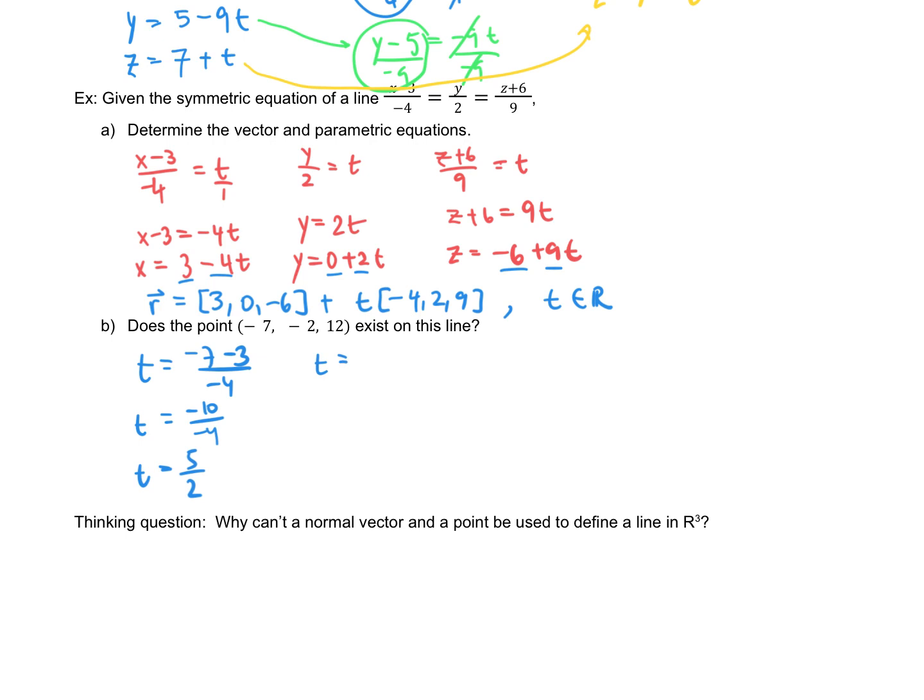Now for the next one, y over 2. y is negative 2. And I get negative 1. I'm not even going to go to my z component because these are different. Therefore, the point is not on the line. But of course, you could have used the parametric equations as well. You would have just had a little bit of rearranging to do again. And that's it for your equations of a line in R3.